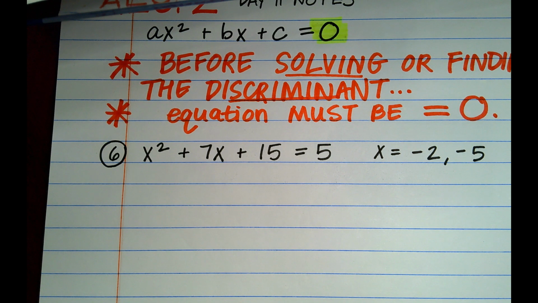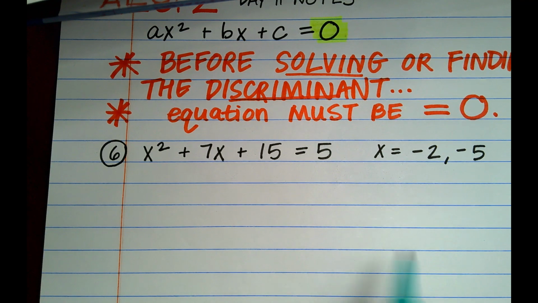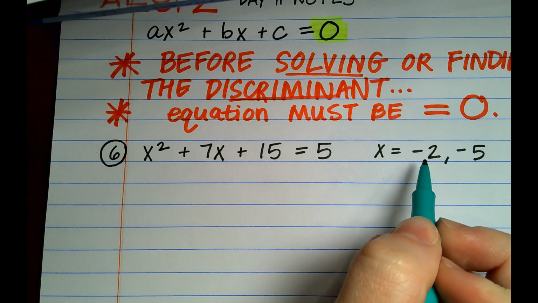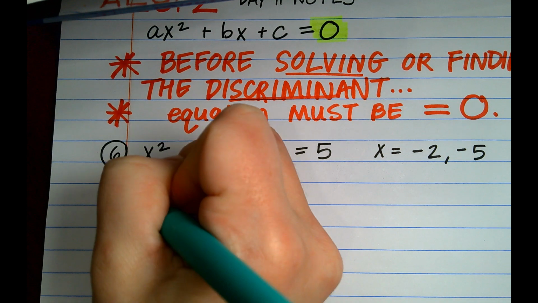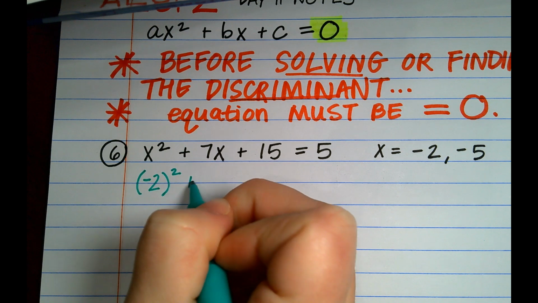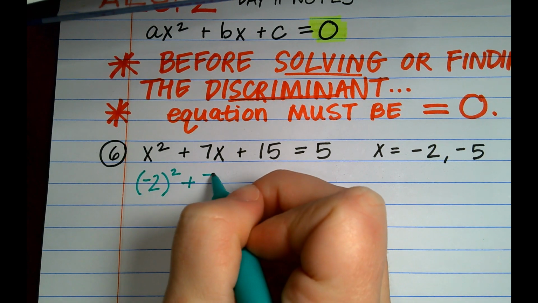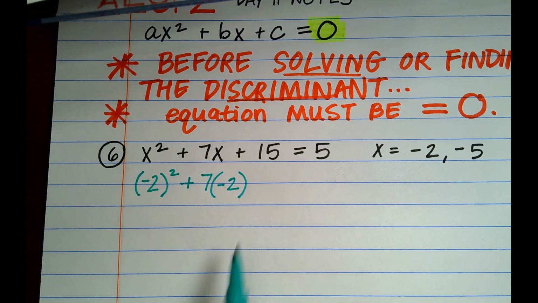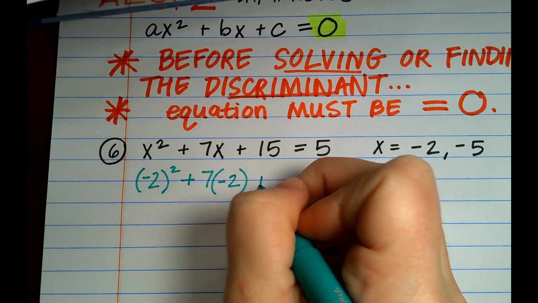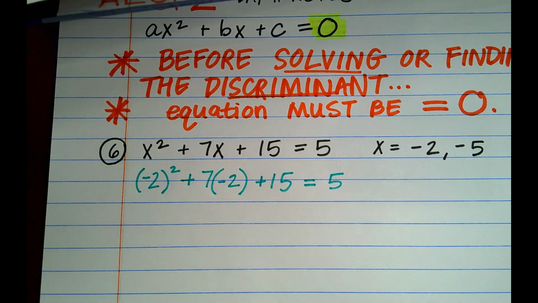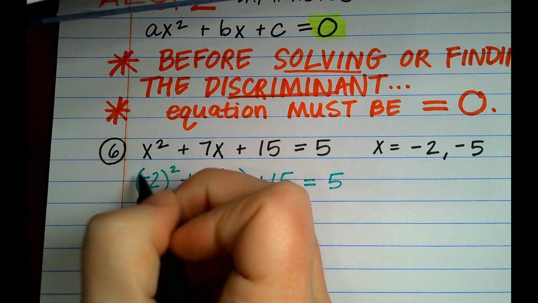Okay, so let's try -2 first. Every time I see x, I write -2 instead. Let's do -2 squared plus 7x, so 7 times -2. Then we'll bring down plus 15 equals 5. And let's see if it works.